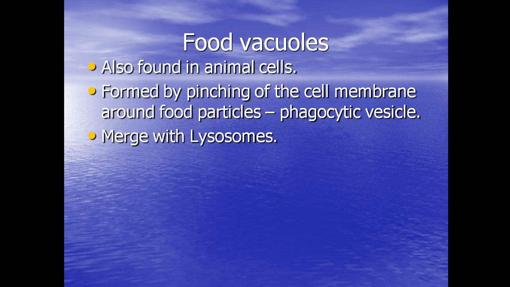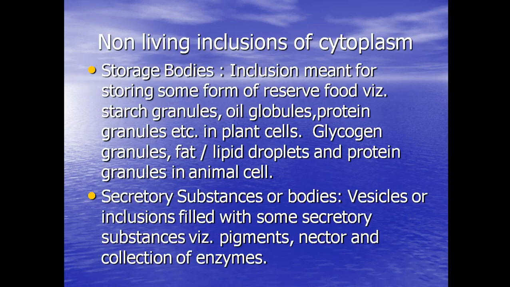So this is a very temporary vacuole. Once the food enters inside, a vacuole is formed around the food by wrapping the pinched-off portion of plasma membrane. Then it comes inside the cell and fuses with the lysosome. Now the lysosome is known as a secondary lysosome, and then the lysosomal hydrolytic enzymes digest that. These are all the living inclusions of the cell.